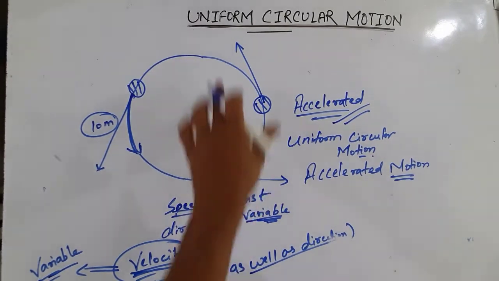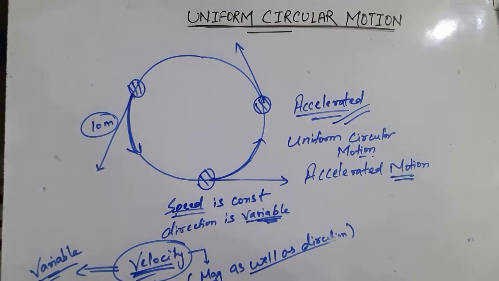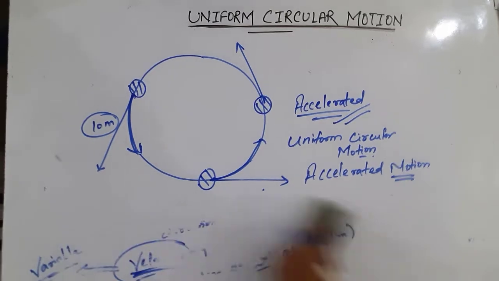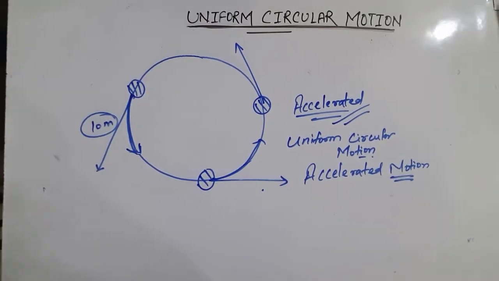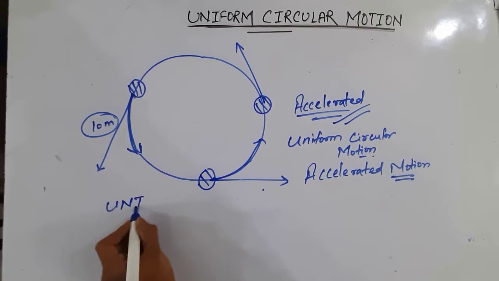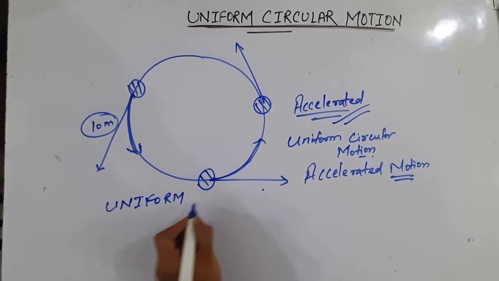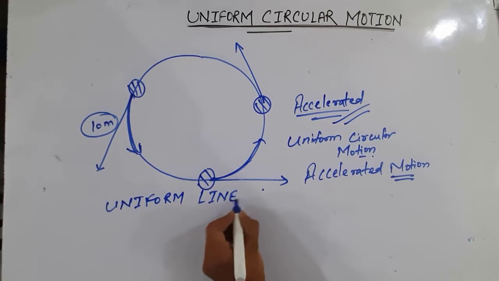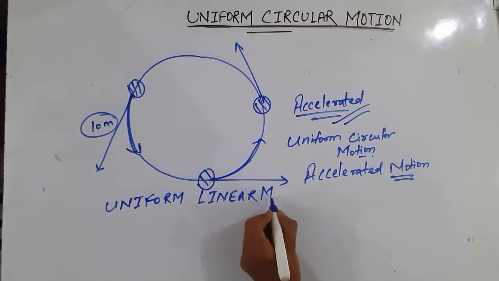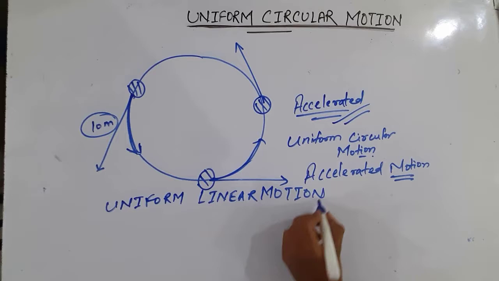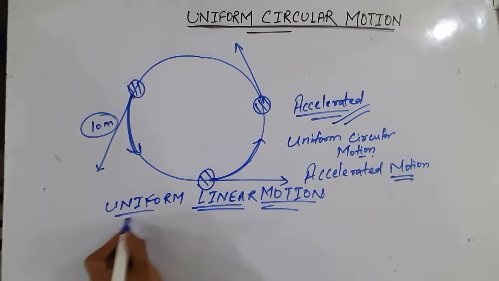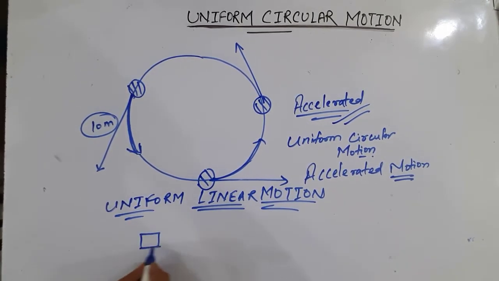So always remember that uniform circular motion is a kind of accelerated motion. Now we will learn about the difference between uniform circular motion and uniform linear motion. So if we talk about uniform linear motion, suppose a body is moving in a specified direction with a constant speed.